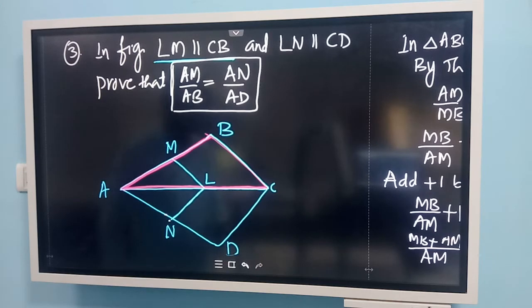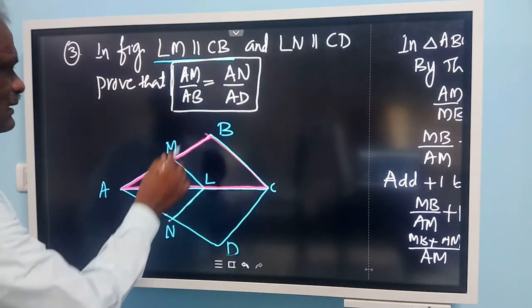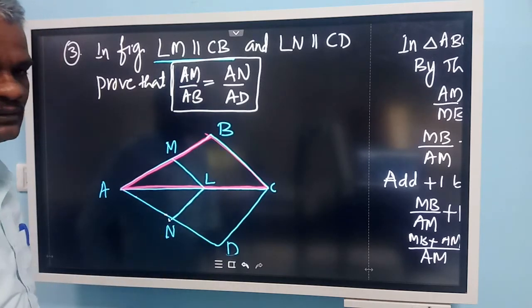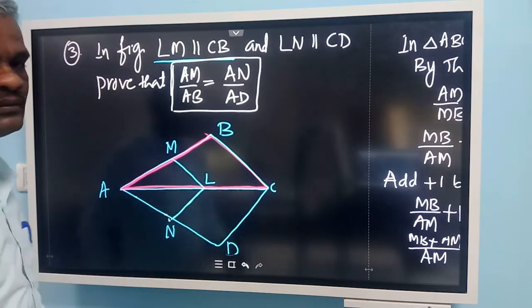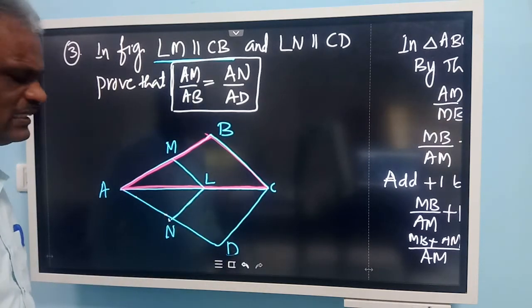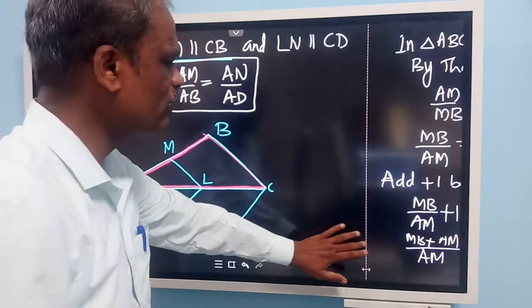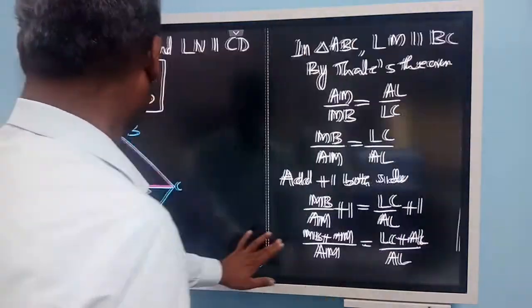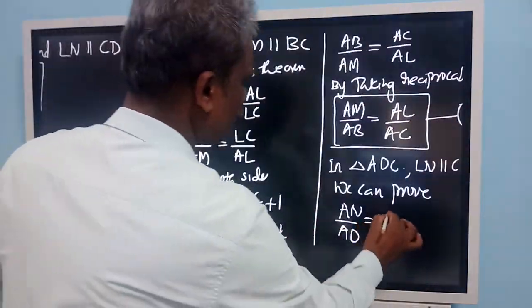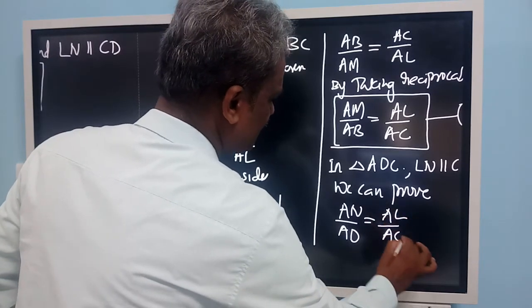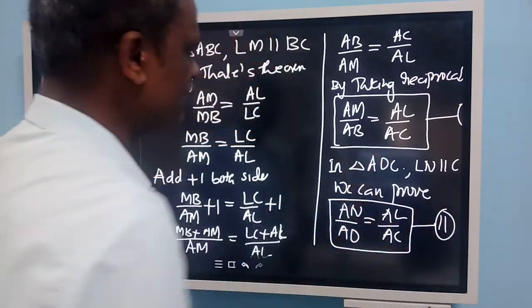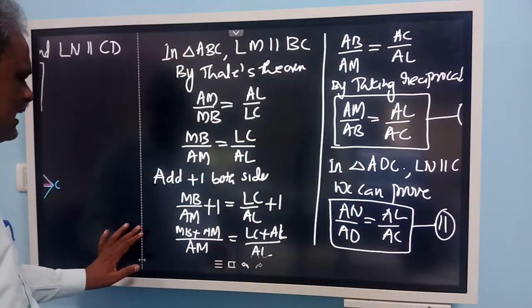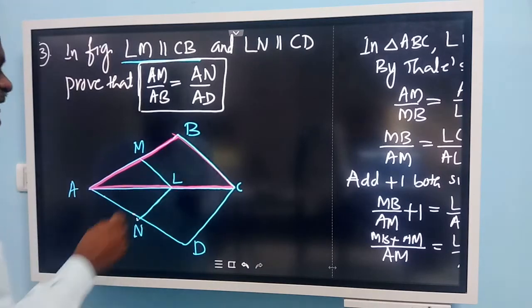AN by AD I am asking. AN by AD will be equal to AL by AC. That is what we proved in the first case. So that will be AL by AC. This is the second one. So I have not proved this directly or written because already proved in the first triangle.